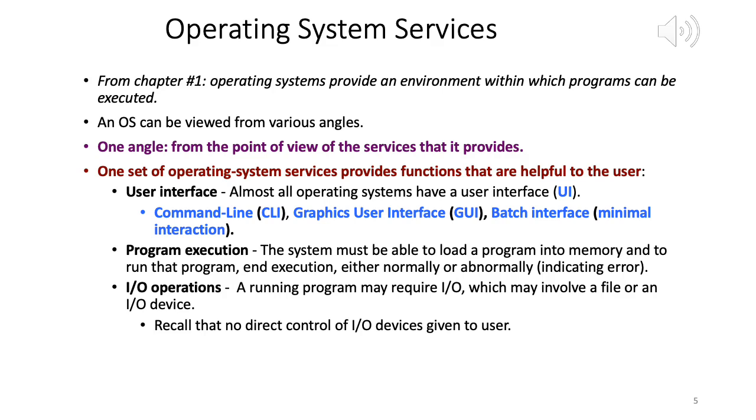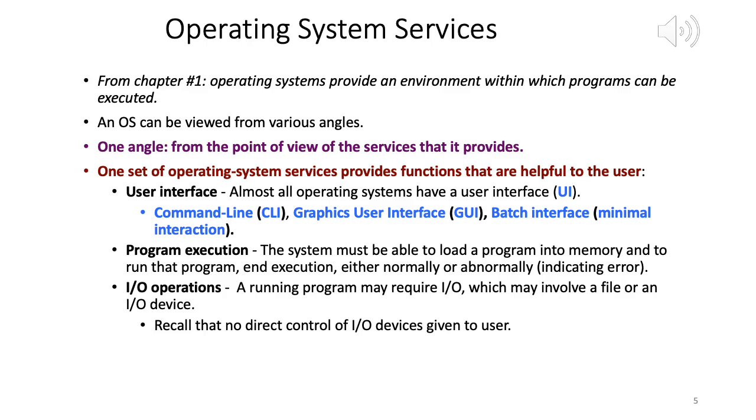With a batch interface, you have minimal interaction: you have some job to run, you just send the job and then get back the result. This generally happens in, let's say, high performance computing systems. So we won't talk that much about that. We'll focus most of our attention on command line, CLI, and graphical user interface, GUI. So that's one service the OS has to provide, a user interface through which users can interact with the OS.